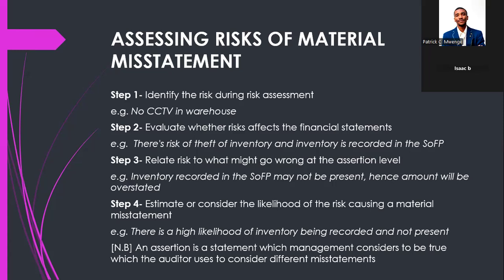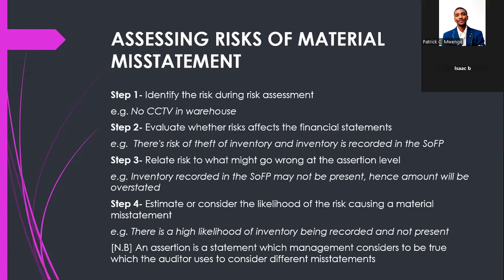Then step three, we need to relate the risk to what might go wrong at the assertion level, right? We need to relate the risk to what might go wrong in the statement of financial position or in the statement of profit or loss. So now we've observed that there's no CCTV. Okay, cool, there's no CCTV, right? So it means inventory is not secure, inventory is not safe. So if inventory is not safe, it means somebody can come and steal that inventory and there'll be no record whatsoever. So when you go to the statement of financial position, that inventory figure that we have, there are chances that it might be wrong.